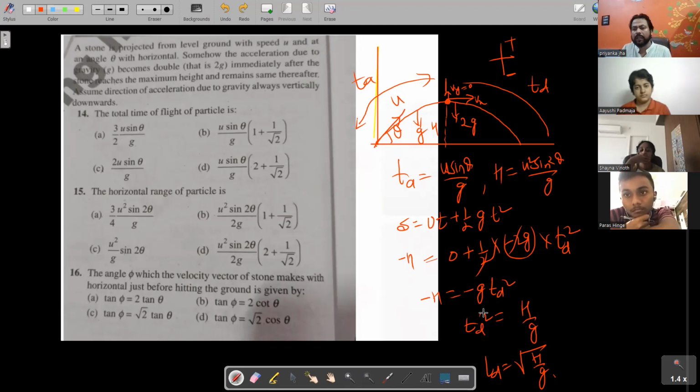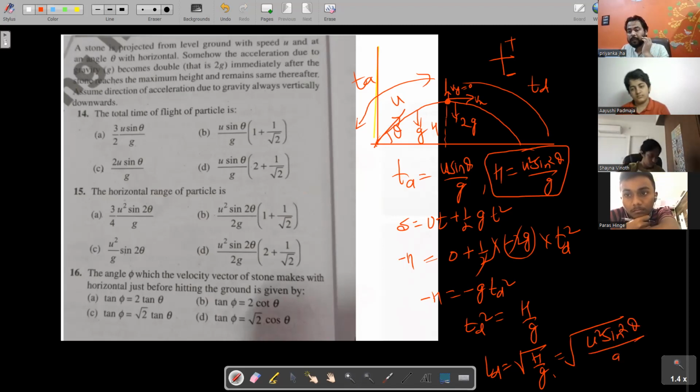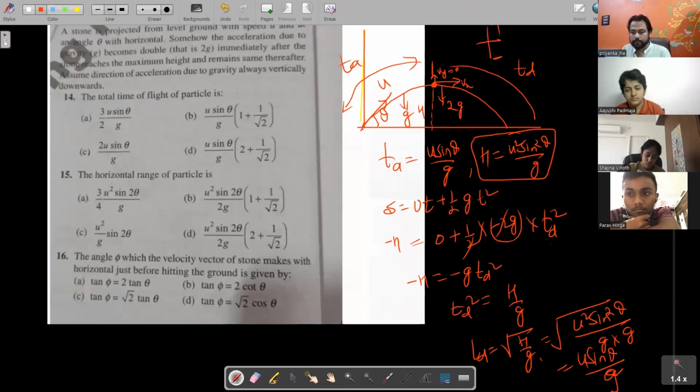Let it be like this one. Now you have to find h. So h is the maximum height that you can use from here to here. So put here u square sin square theta upon g into this g. So it will be u sin theta upon g.